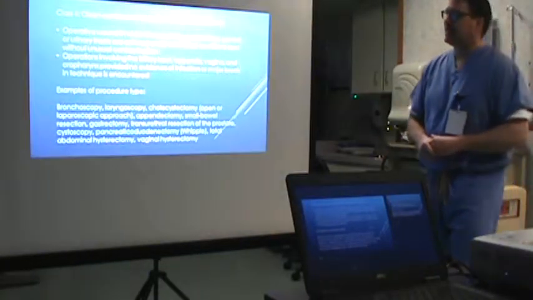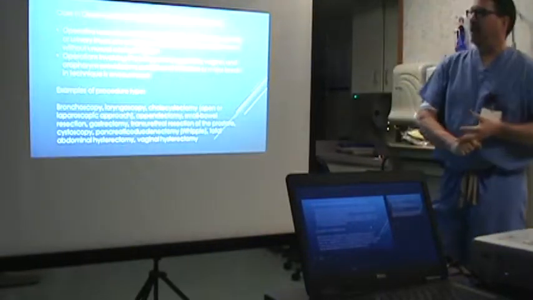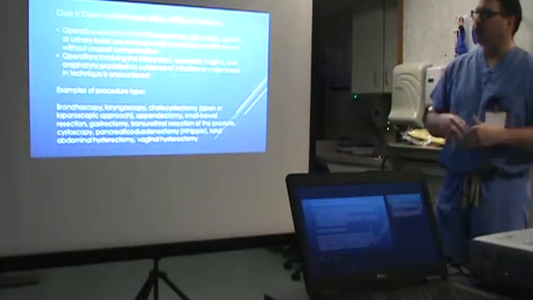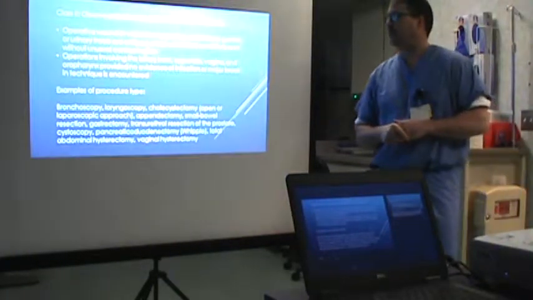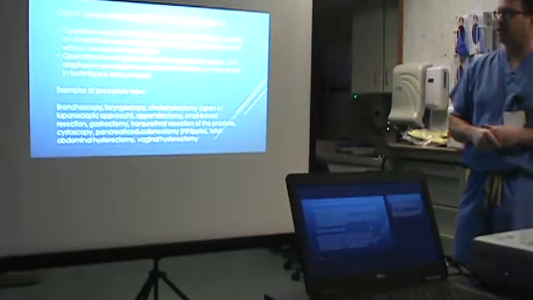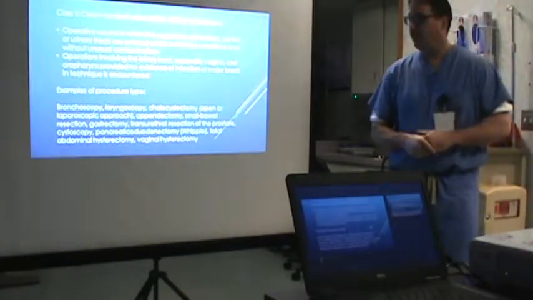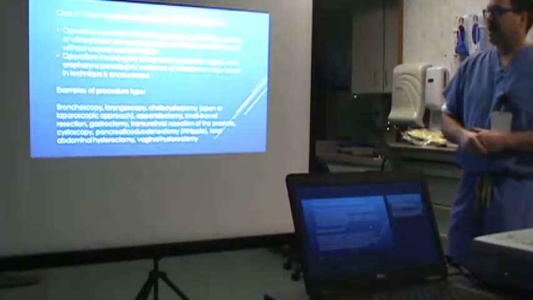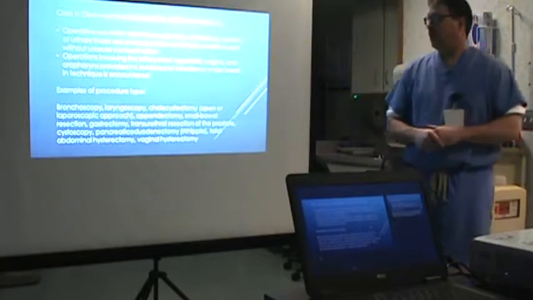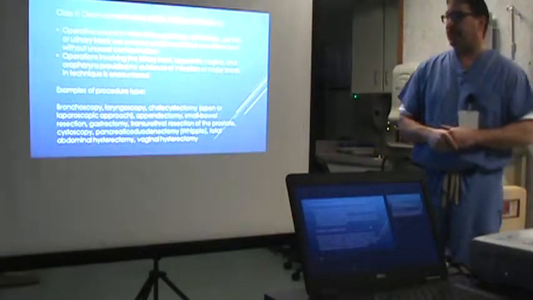So the second class is clean contaminated. So again, this would be ENT, GU, a lot of GYN procedures. So an operative wound in which the respiratory, alimentary, genital, or urinary tracts are entered under controlled conditions without unusual contamination. And it's important to remember that, without unusual contamination. Operations involving the biliary tract, appendix, vagina, and oropharynx, provided no evidence of infection or major break in technique is encountered.